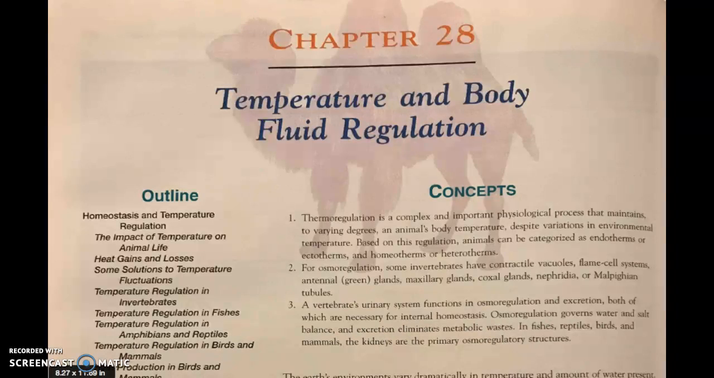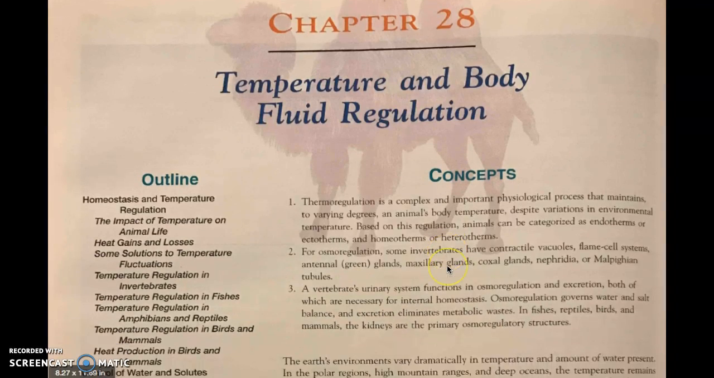Finally, in the next sentence, you can see that the authors give us more scientific terms, the meanings of which you may not directly know. Based on this regulation, animals can be categorized as endotherms or ectotherms and homeotherms or heterotherms. However, we can use the same types of strategies we did with thermoregulation to determine what the meanings are. Now let's move on to the first part of the actual text.